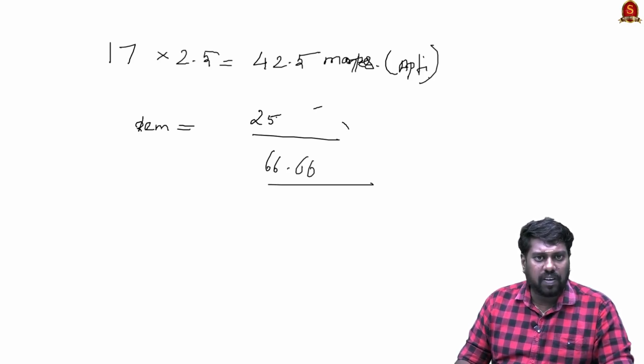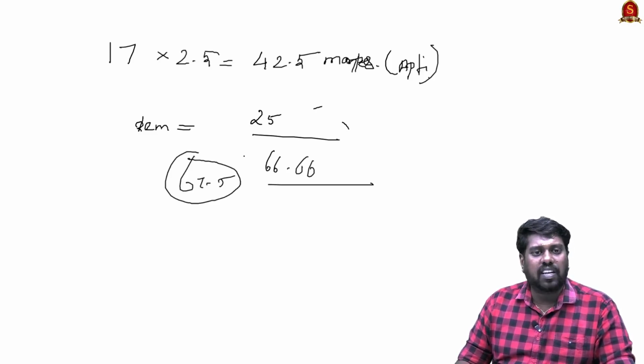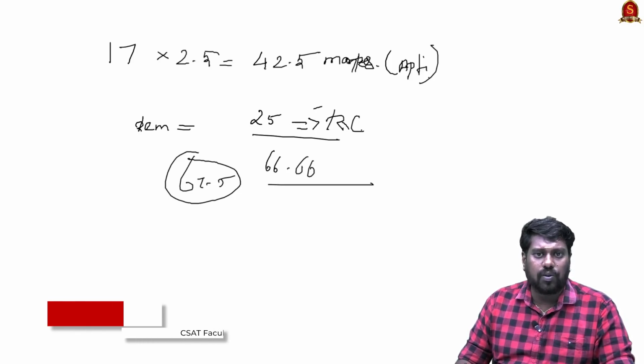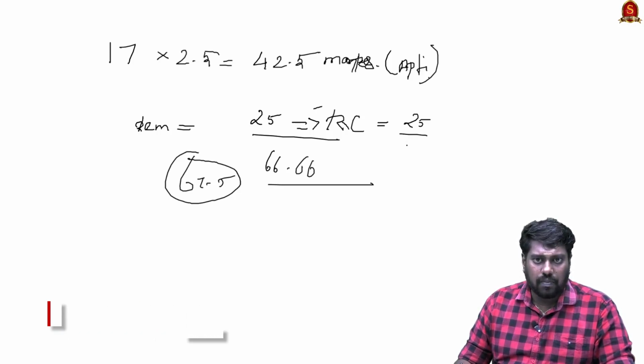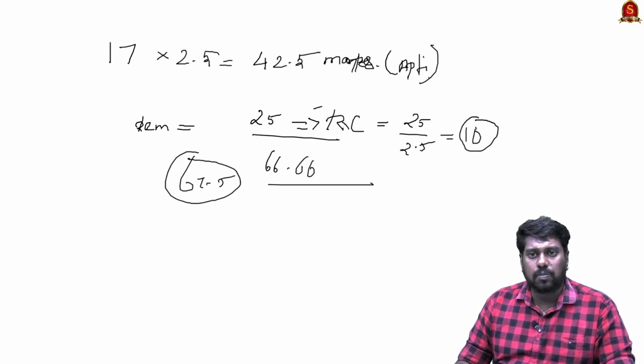If you score 25 marks, 42.5 plus 25, you will be having 67.5. You reach the clearing cutoff just by attending the minimum number of questions. To obtain 25 marks, how many questions from RC do you need to attend? 25 divided by 2.5 marks each, so the minimum number of RC questions you need to attend is 10. Are you able to understand this?